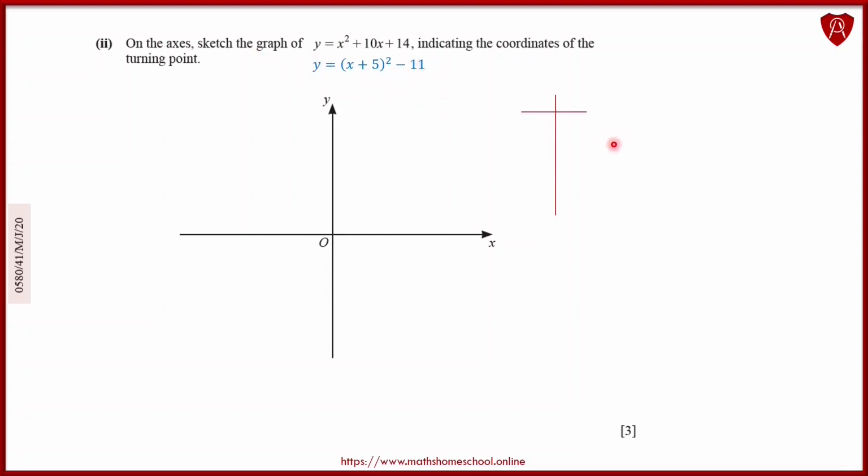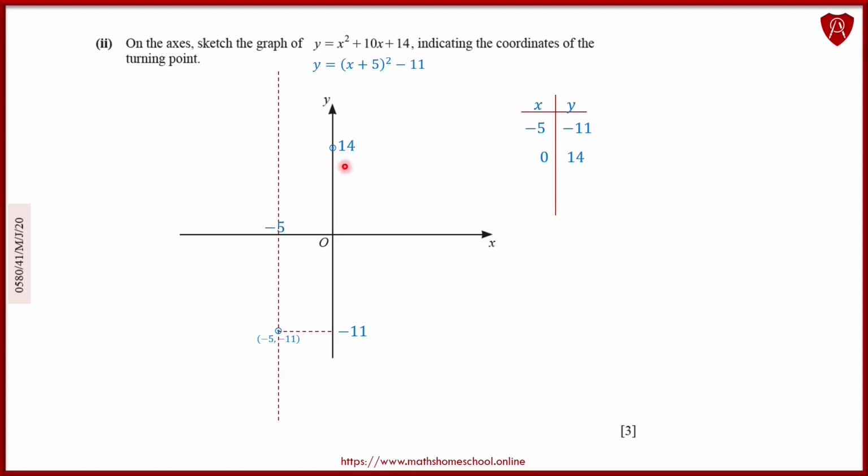So a quick table: when x is negative 5, y is negative 11, and we can get not only the minimum point, but also the axis of symmetry of this quadratic. Let us set x equals 0, and this becomes 5 squared minus 11. 25 minus 11 is 14. So (0, 14) is also a point on the curve.